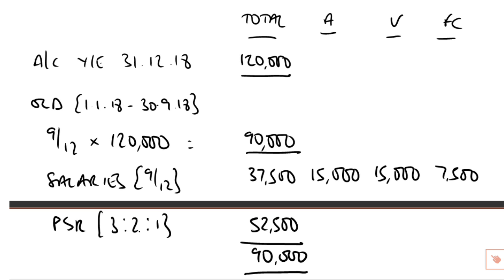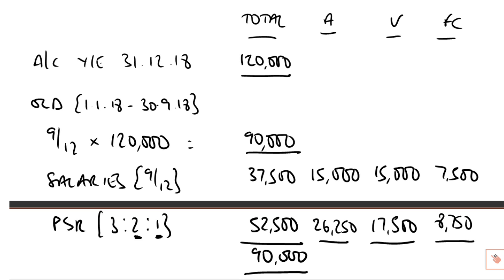PSR 3 to 2 to 1, 3 plus 2 plus 1 is 6, divide 52,500 by 6, and partner FC gets that one share, and that comes to £8,750, methinks. 2/6, 1/3 of that belongs to partner V, and that therefore, 2 times 8,750, is going to be £17,500, and 3/6 of the 52,500, i.e. 26,250, will be credited to partner A here.